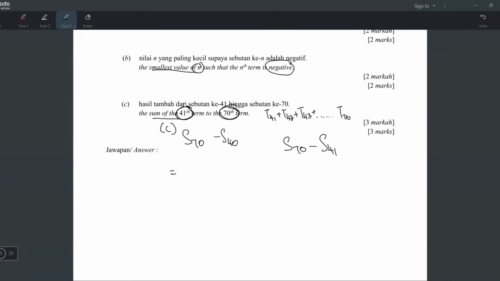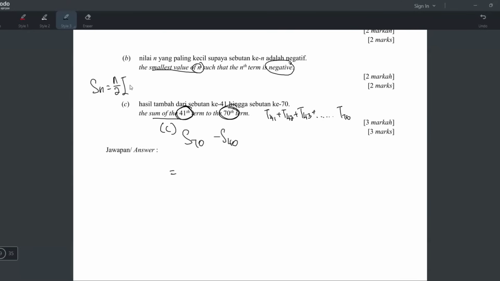Because it wants the 41st to 70th term. If you subtract S41, that means you subtract the first 41 terms. So it's wrong already, because you want to include the 41st term. So if you want to include the 41st term, you should not minus the 41st term. You should minus the term before 41, which is 40. Make sense? Alright, so now we do the Sn formula.